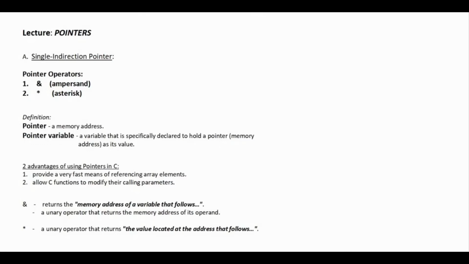A pointer is simply a memory address, and a pointer variable is a variable that is specifically declared to hold a pointer or a memory address as its value. At this point, we can say that a variable can be an ordinary variable. This is the variable that we've been discussing so far. We call it an ordinary variable.